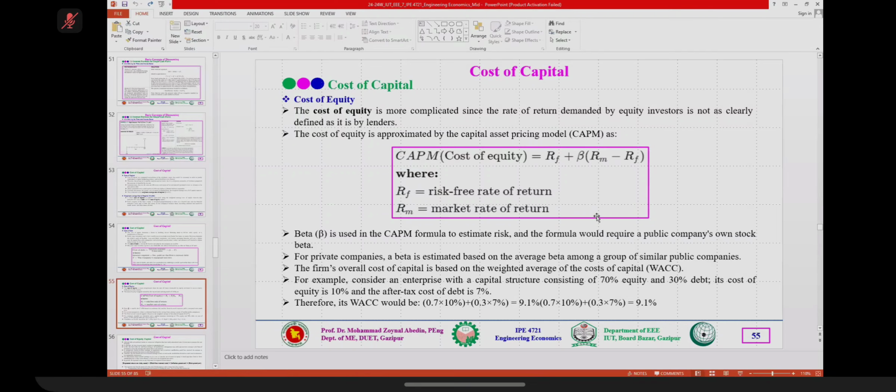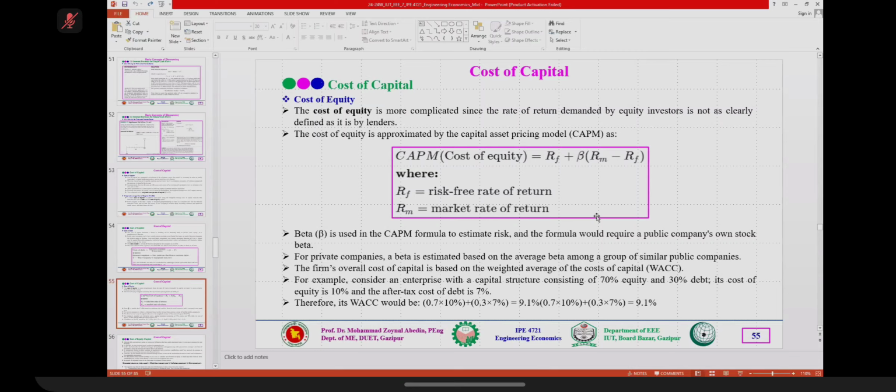Beta is used in the capital asset pricing model formula to estimate risk, and the formula would require a public company's own stock beta. For private companies, a beta is estimated based on the average beta among a group of similar public companies. Let's have an example later on.